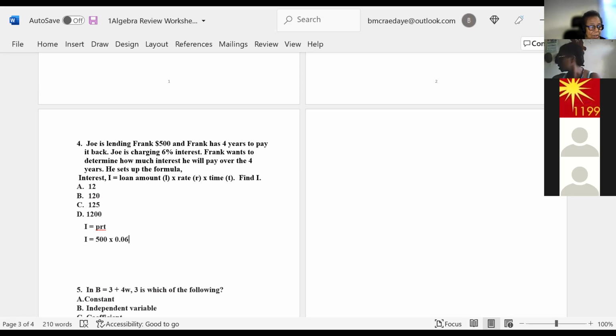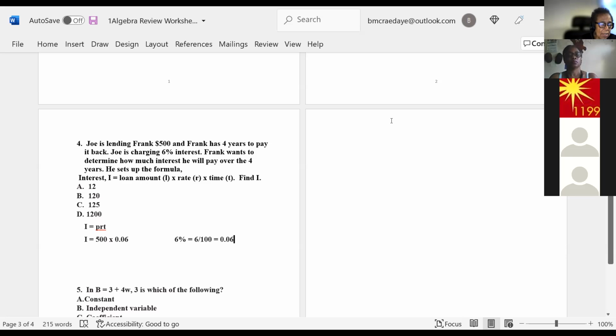0.06. In other words, percent is just a ratio of a number to 100, right? So 6% is really just 6 over 100. Let me just put that here. 6% is equal to 6 over 100. And as a decimal, that's 0.06.